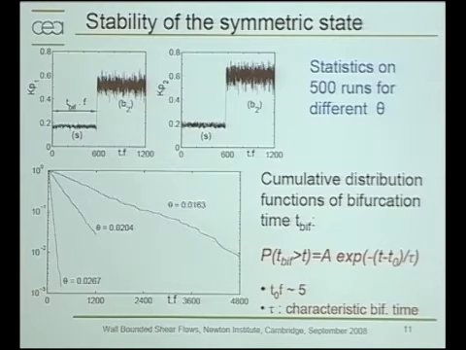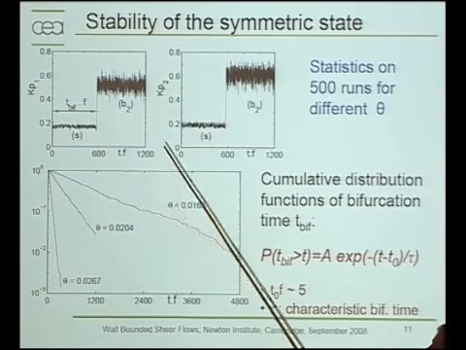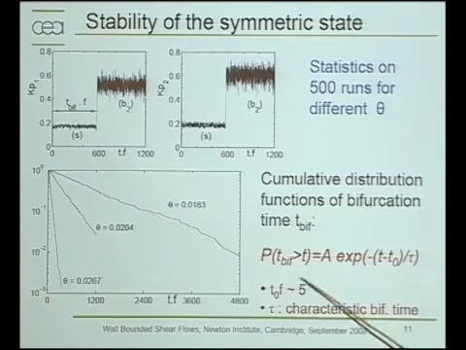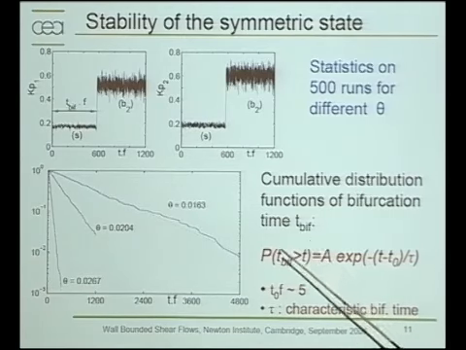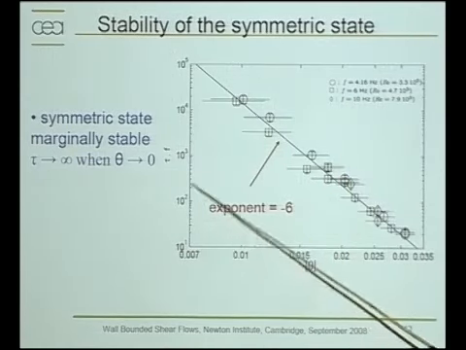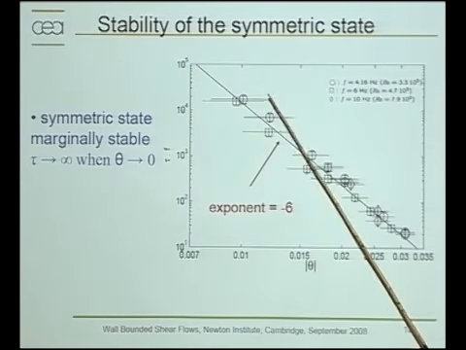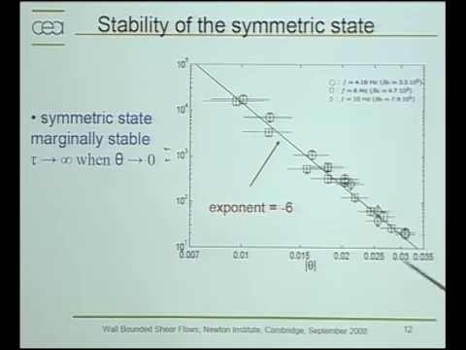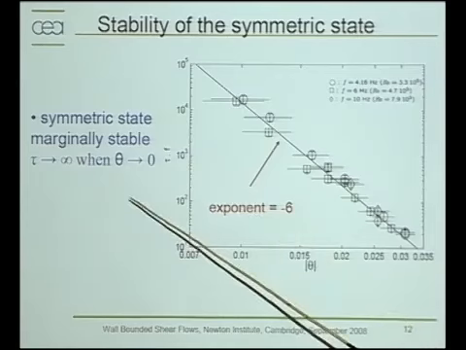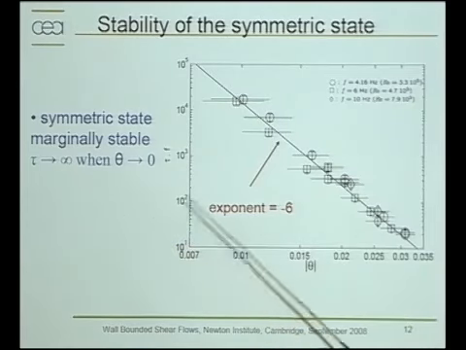Now what you can do is study the stability of the symmetric state. You can perform some statistics on a lot of runs for a lot of different theta. And what you see is that this time you have to wait for the bifurcation. It behaves like an exponential, defining some characteristic bifurcation time. And this characteristic bifurcation time is evolving over 1, 2, 3, 4 orders of magnitude as a function of your theta. Theta, I recall, is the frequency difference between the two propellers.